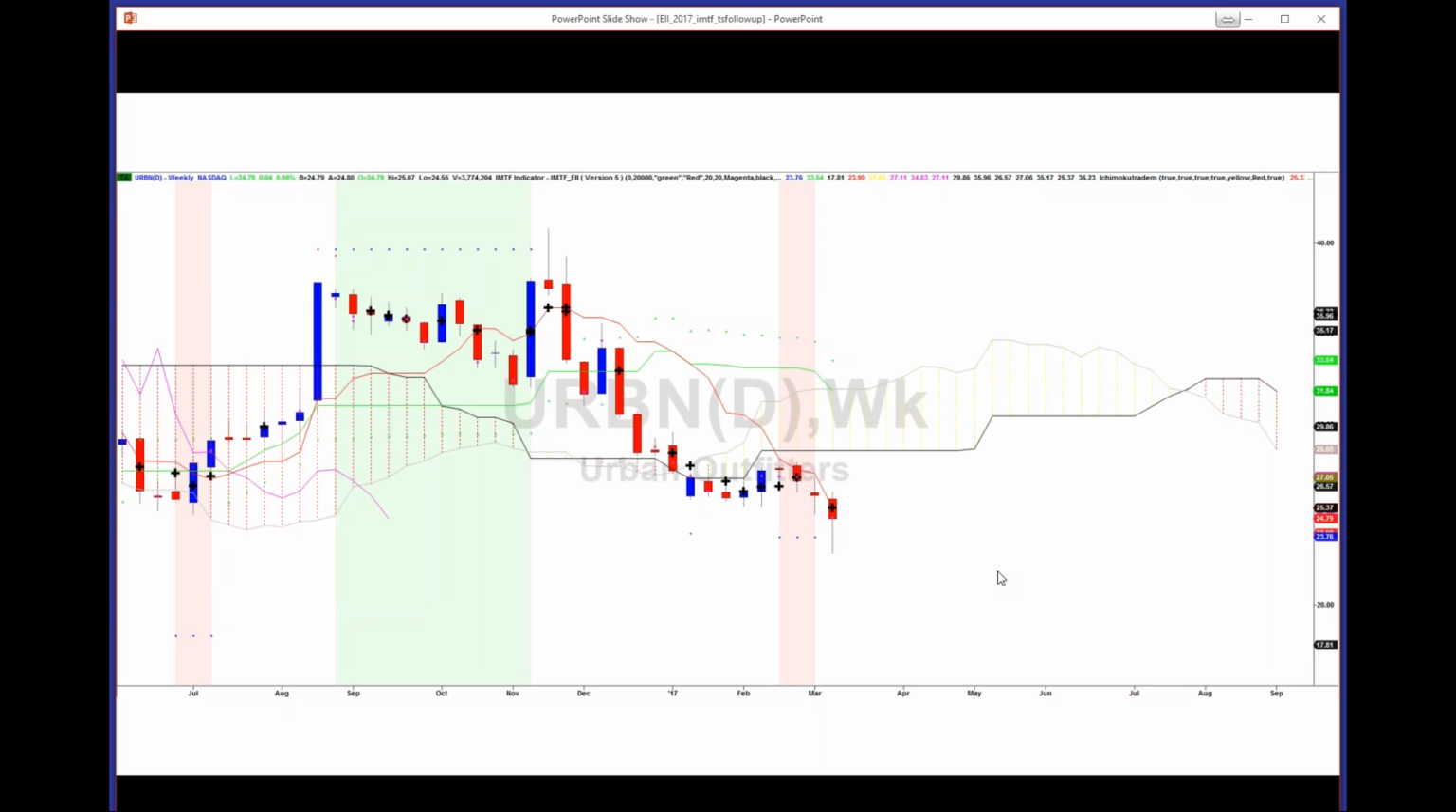If you notice, Urban Outfitters here had earnings, and right before earnings, right on earnings, you had a bear setup here. Even this week, where it has earnings right there, there's a cross right there. That's a resistance. So you can use this for a lot of earnings plays, believe it or not.